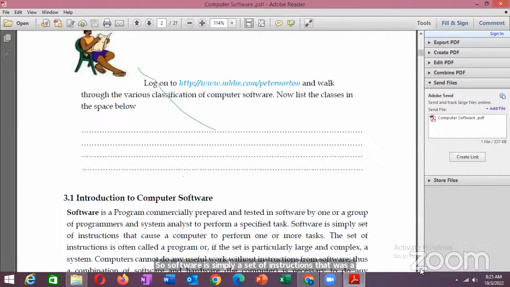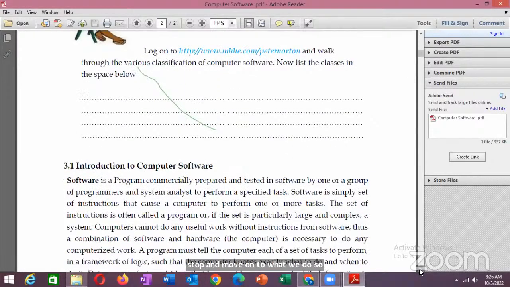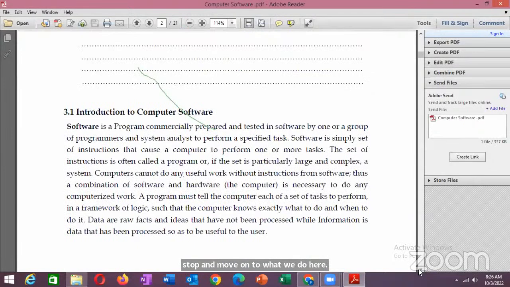So I can see most of you are talking about a set of instructions. I can see you are really getting it, so we can stop and move on to what we are doing here. That is good. Thank you for sharing.